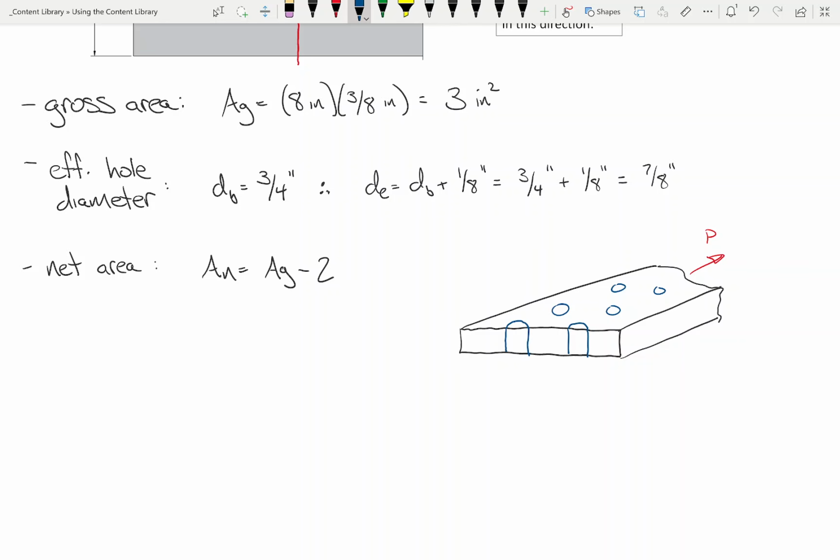So really the net area equals the gross area minus these. That's what I'm subtracting, right? I'm not subtracting a circle because I'm not looking in plan view. I'm looking at the section view. In the section view, I'm subtracting these. And what is the area of this? As you said, it's the diameter times the thickness of whatever I'm going through. Does that make sense? So I take the effective diameter times the thickness. So now let's calculate this out.